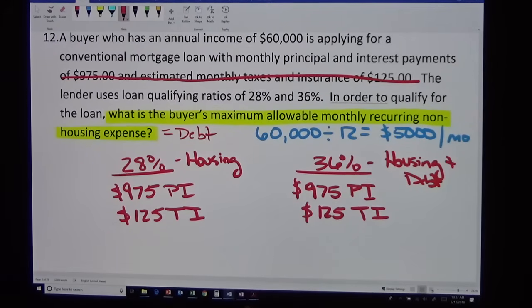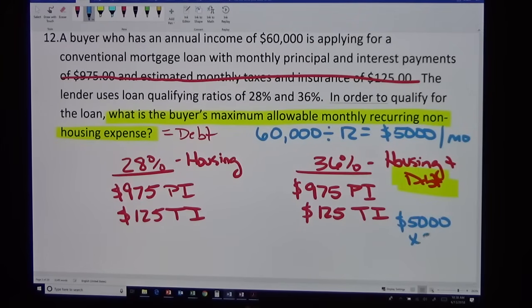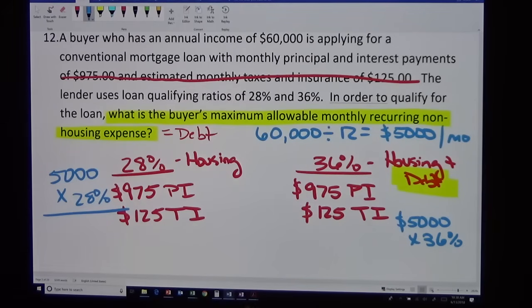In order to qualify for the loan, what's the buyer's maximum allowable monthly debt? They want to know debt. Well, debt only shows up in one place here. So the 36% ratio is going to tell us how much they can afford for housing and debt, and we know how much their house payment is. So let's take a look at that. If we take their $5,000 monthly income and multiply it times 36%. And of course over here we would also take that same $5,000 monthly income and multiply it by 28%. I don't want you to get out of the habit of doing both sides, so I'll do that as well.